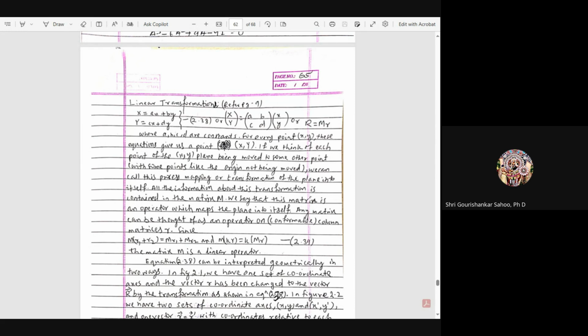X comma Y. If we think of each point of the x comma y plane being moved to some other point, with some points like the origin not being moved, we can call this process mapping or transformation of the plane into itself. All the information about this transformation is contained in the matrix M. So we can say that this matrix is an operator which maps the plane into itself. Any matrix can be thought of as an operator on a conformable column matrix R.